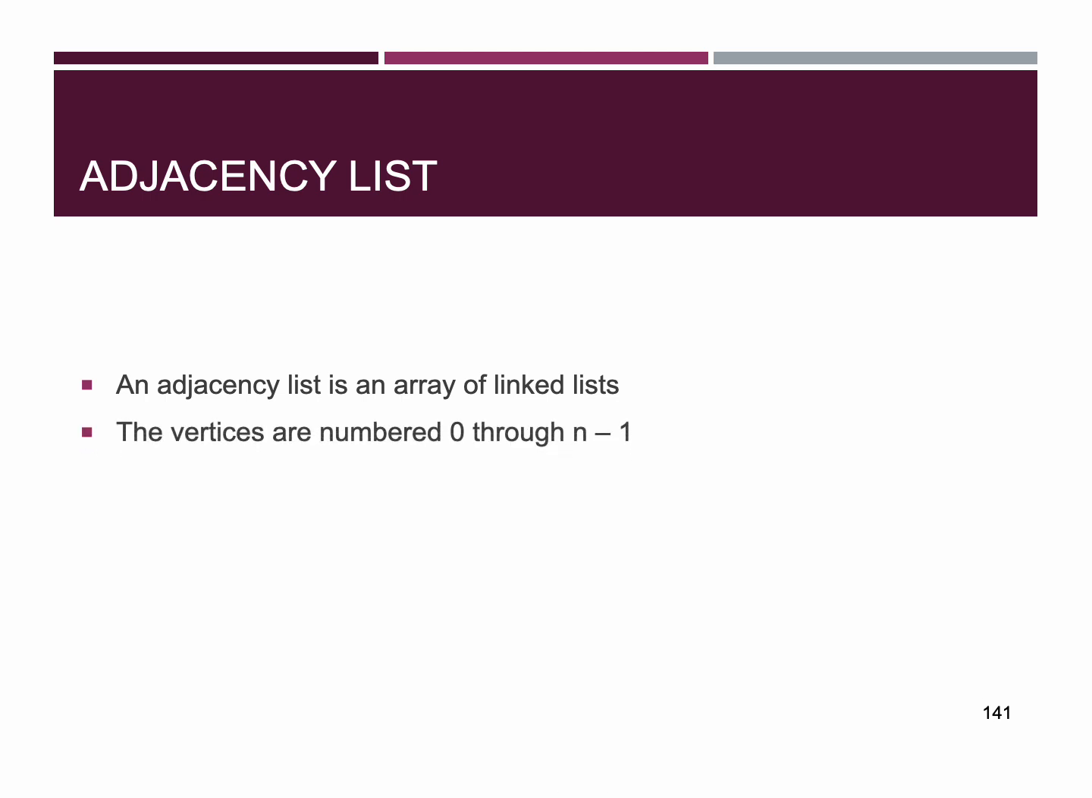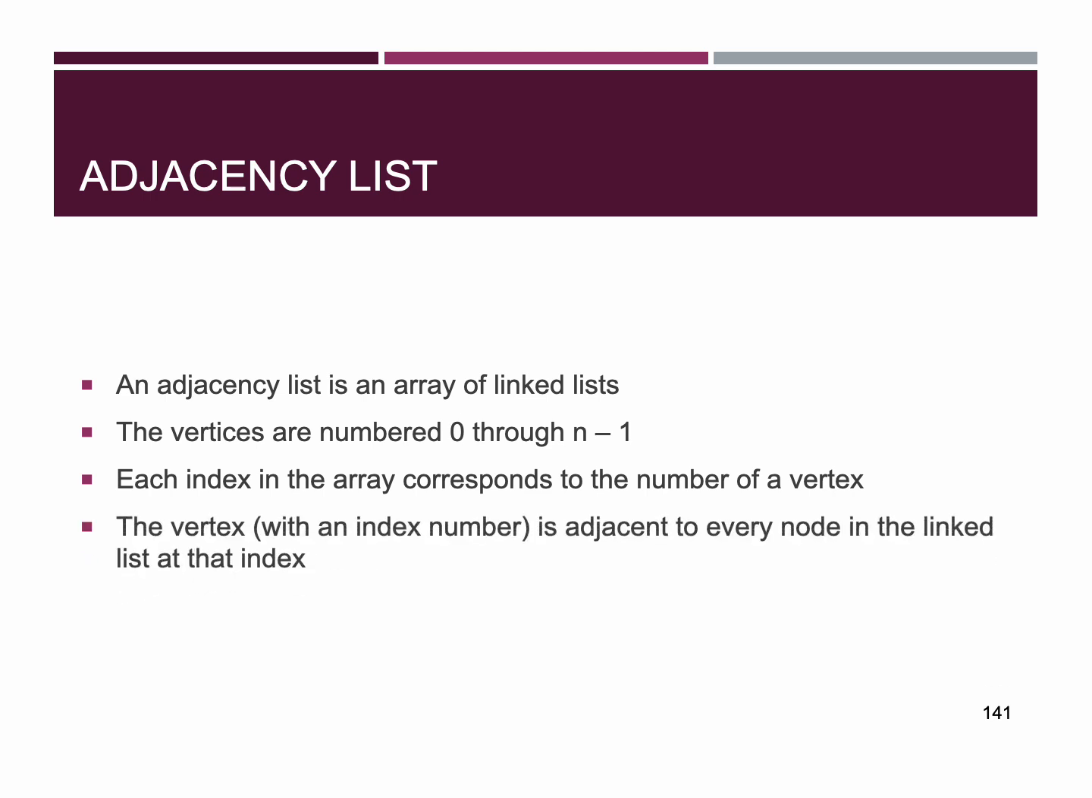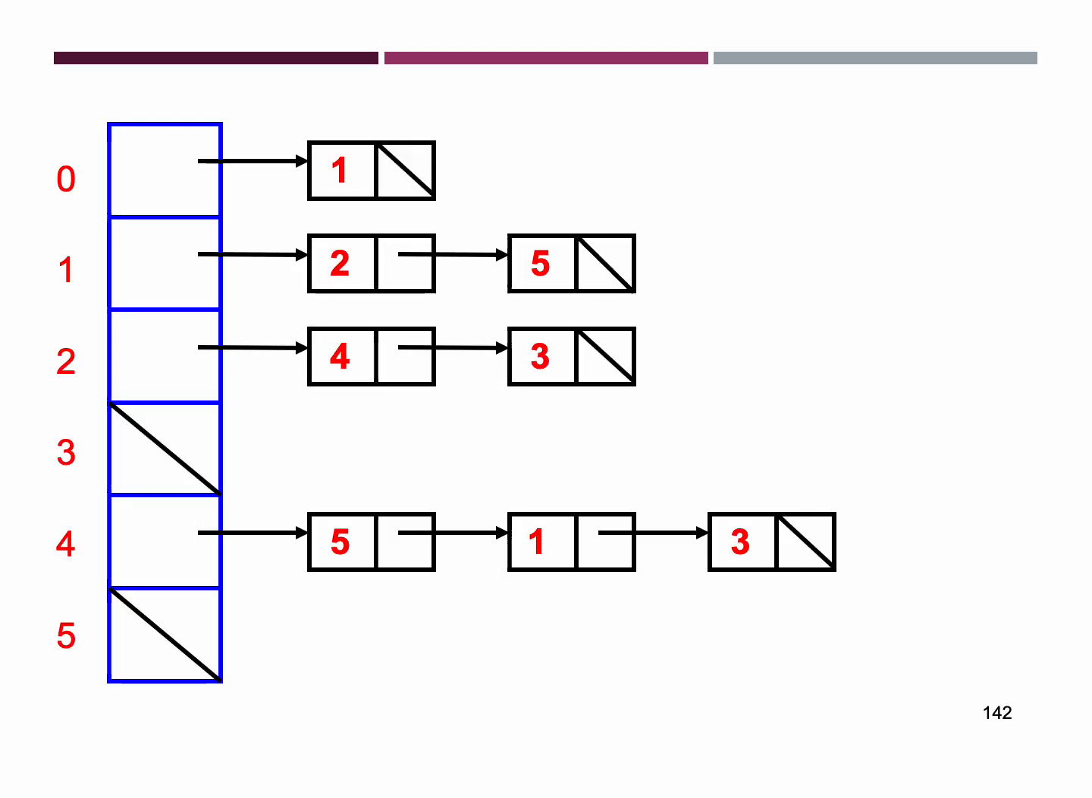Okay, now let's see adjacency list. An adjacency list is an array of linked list. The vertices are numbered 0 through n minus 1. Each index in the array corresponds to the number of a vertex. The vertex with an index number is adjacent to every node in the linked list at that index. Okay, let's see the example. So it is a linked list kind of orientation here, which is the adjacency list.